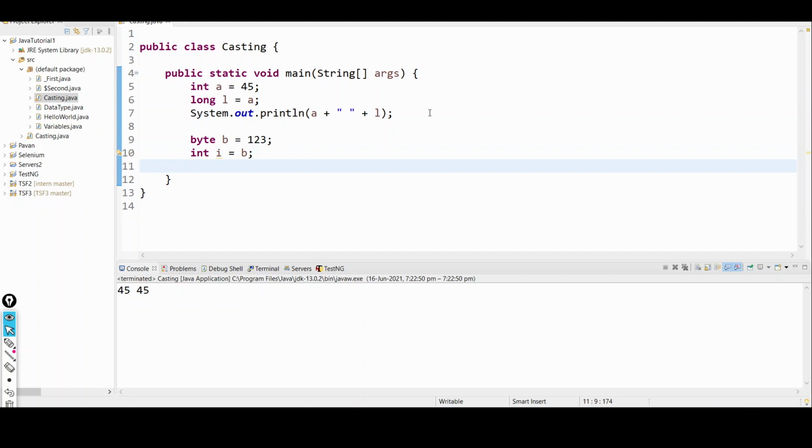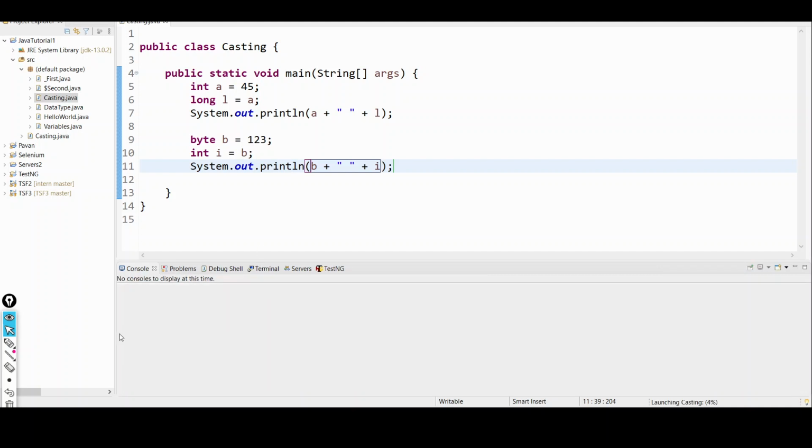Yes, because byte size is something like this and int size is something like this, right? So you can just store this over here easily. And as I said, if the task is carried out easily, then there is no need to write any additional code. So I can just print b and i. So now what will be the output? 123 space 123, right?